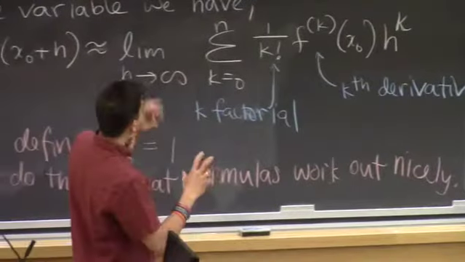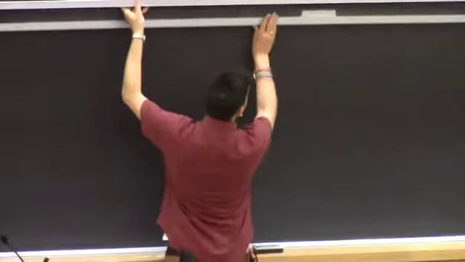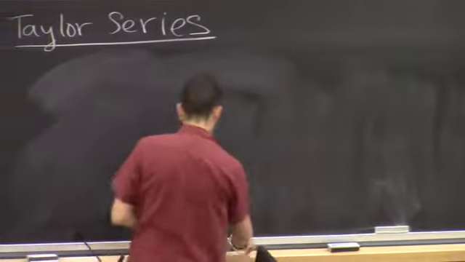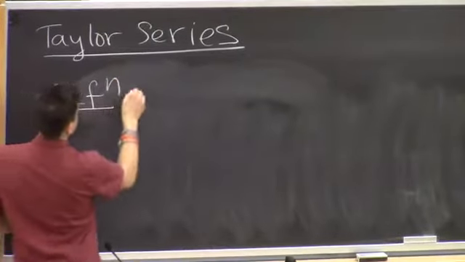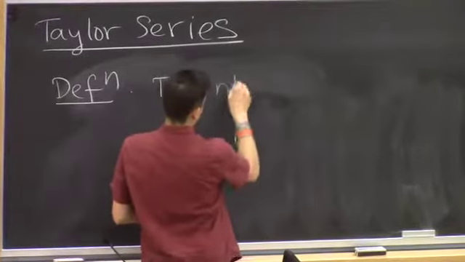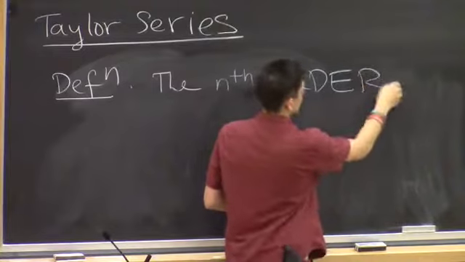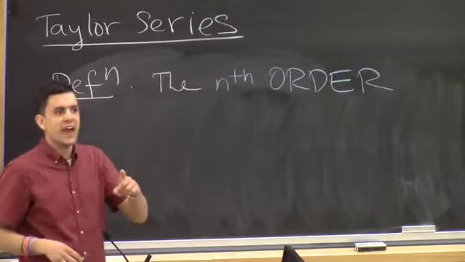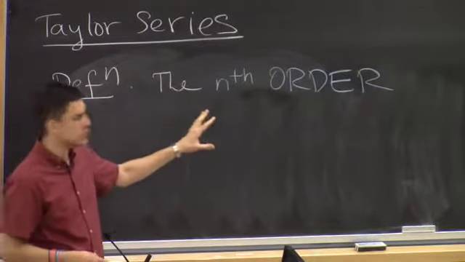Let's go on to nth order Taylor approximation. People in the back, can you see the blue chalk? Is the blue chalk legible?